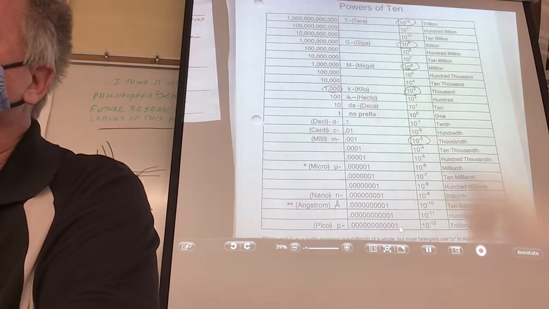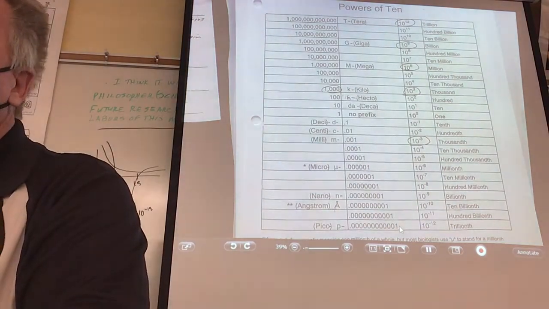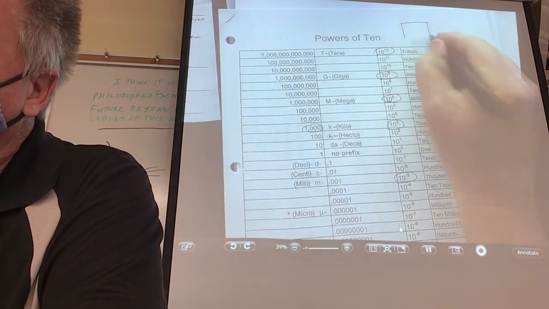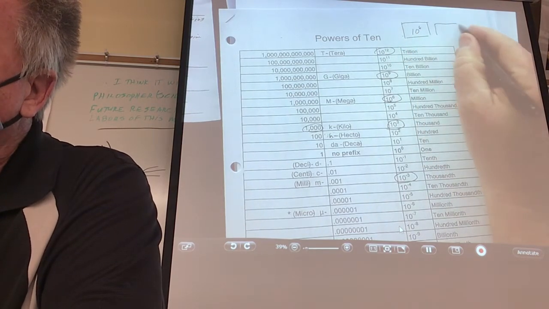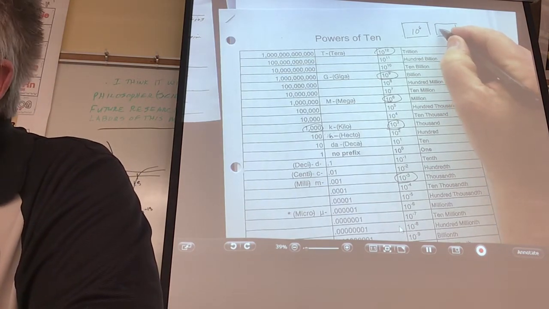And then we had to learn our prefixes, didn't we? So if you were going to make a flashcard, here's what I would do. On one of them, I'd put 10 to the 6th on the front. Now, what would you put on the back? What do you know about 10 to the 6th? It's a million.